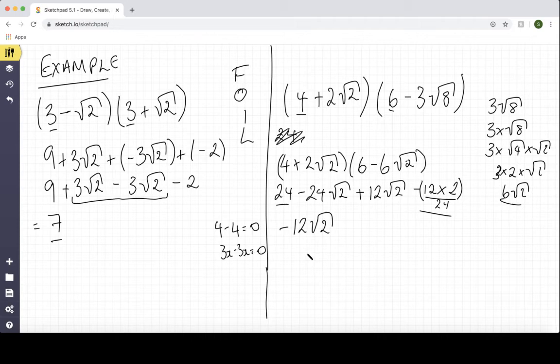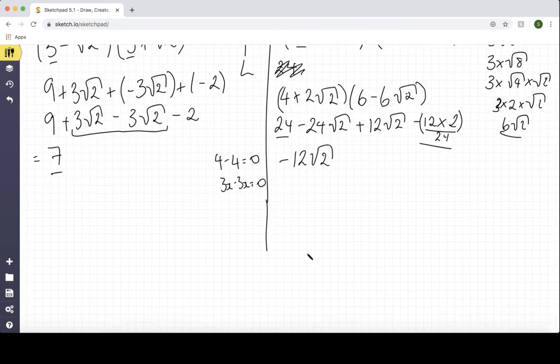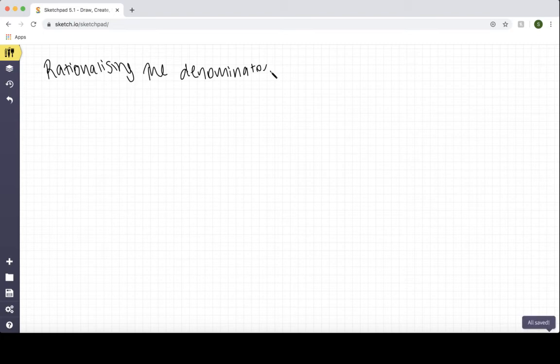So let's now move on to rationalising the denominator. Okay.